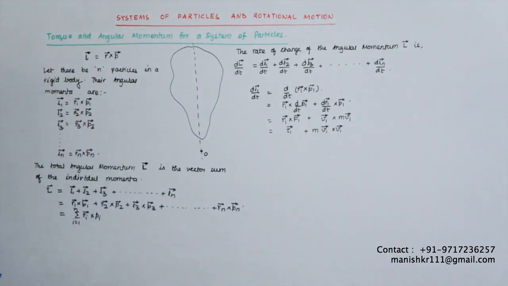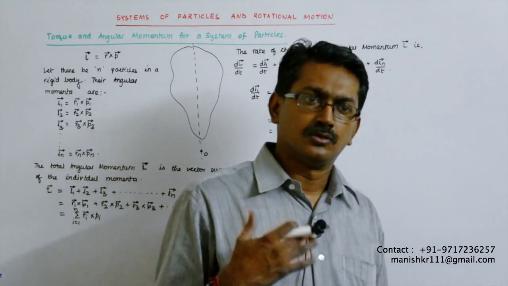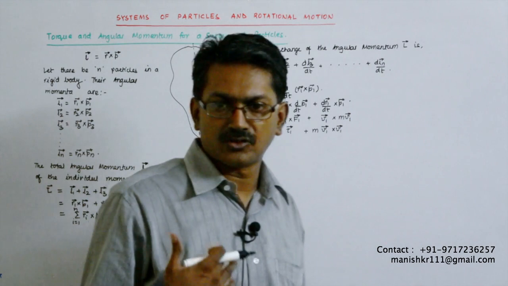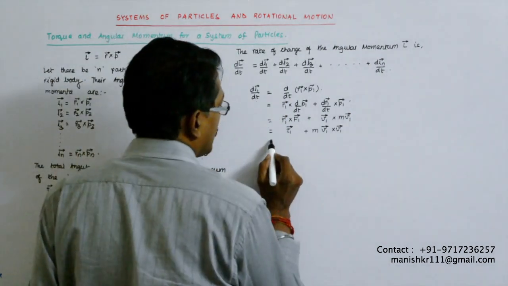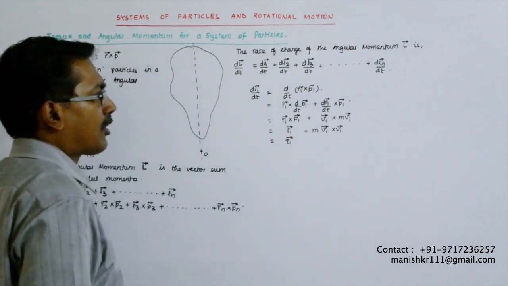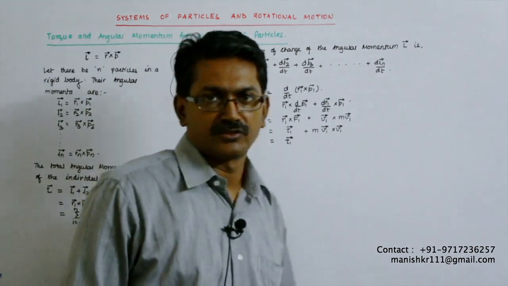m into v1 cross v1. What is v1 cross v1? These are two parallel vectors. The angle between them is 0. So mod v1 mod v2 into sine theta, theta is 0, sine 0 is 0. So this is 0. So it actually remains as tau 1. This we had already done. I am repeating it for the sake of recapitulation, right?